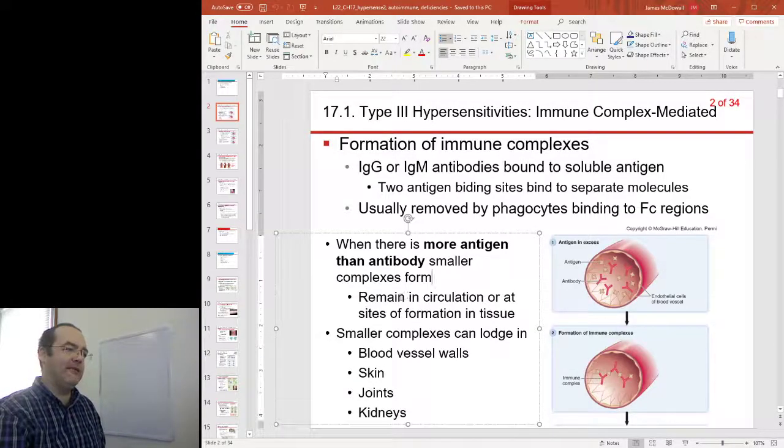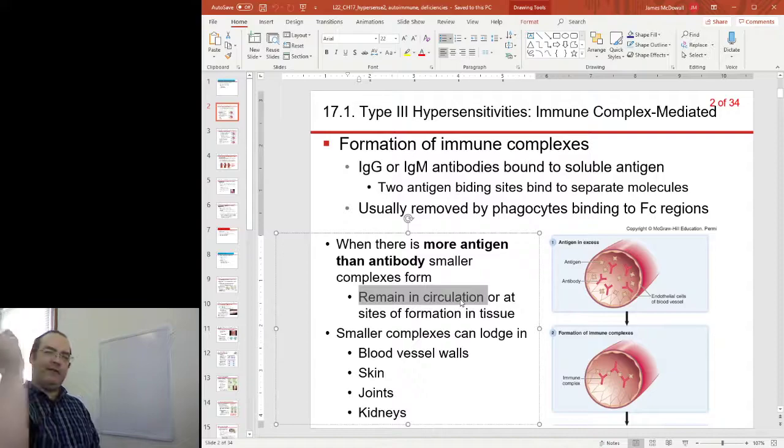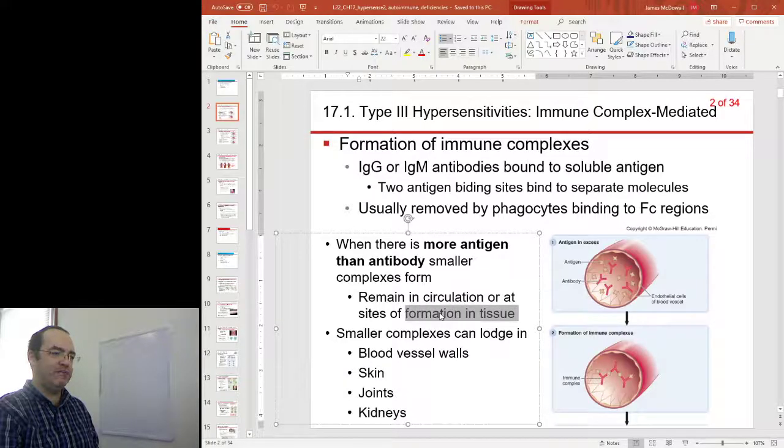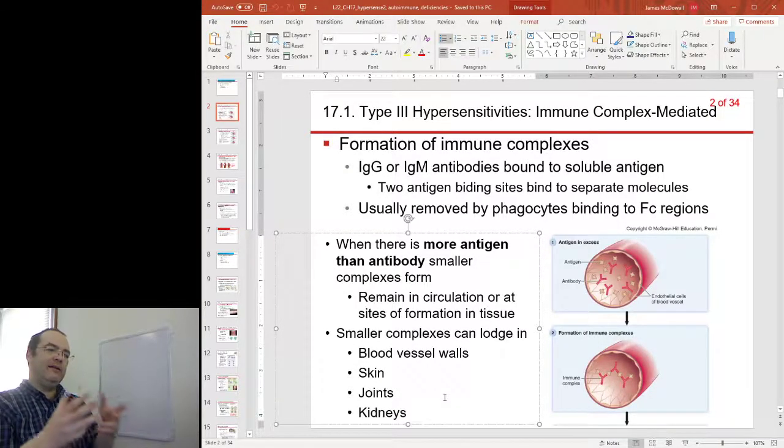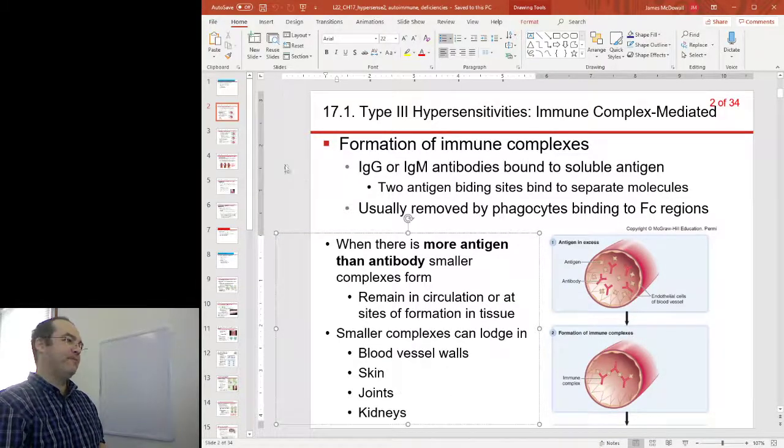These complexes can remain in circulation, floating around the body in the blood, or they can lodge at the site of formation. And if they are circulating, they can then lodge in various different places. They can lodge in blood vessel walls, in skin, in joints, and in the kidneys. And then these immune complexes are the targets for a vigorous immune response, and that's where the damage comes from.